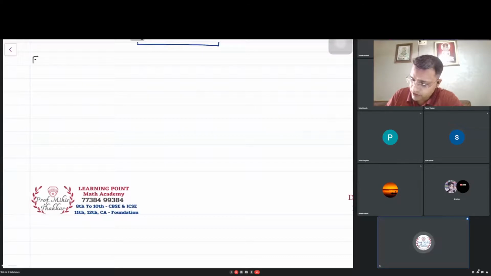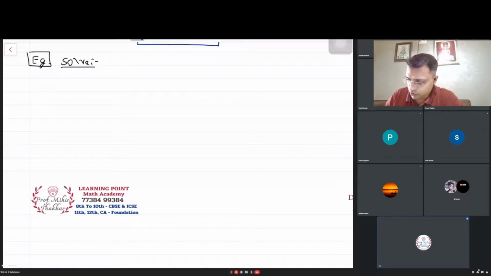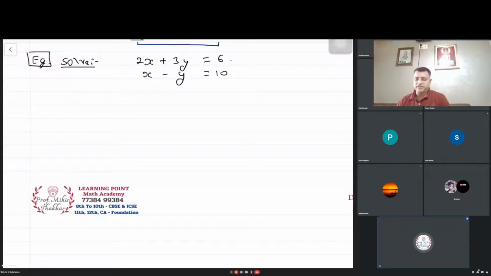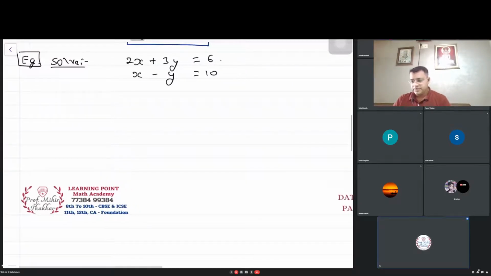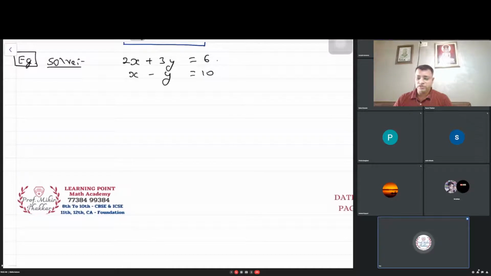So the example for this is: solve 2x plus 3y is equal to 6, x minus y is equal to 10. Say for example, these are the two equations given to us. I have purposely taken simple equations because it is the first example. But yes, I would expect everybody to please concentrate over here. Please keep the page where you wrote the steps open in front of you. Don't copy it right now. Refer to the steps and see what I am doing over here. Then you can copy down later on. I'll give you time to copy it down afterwards.